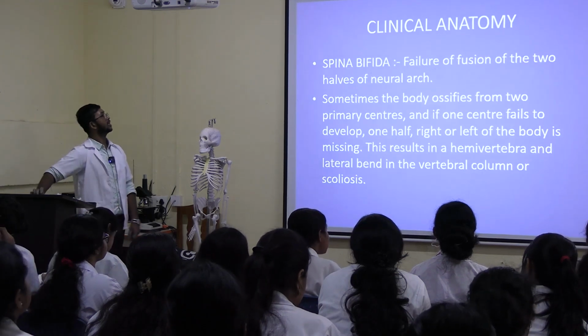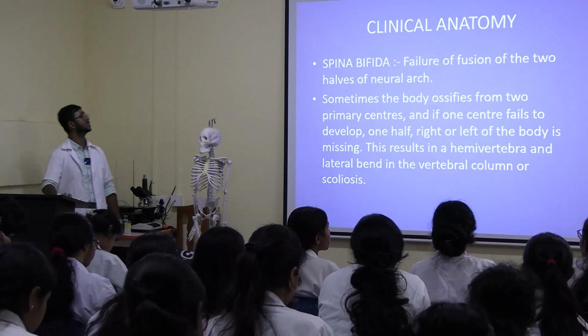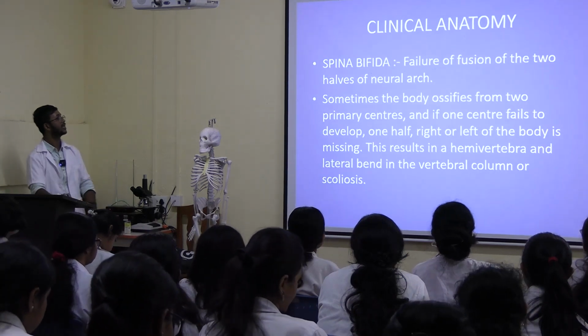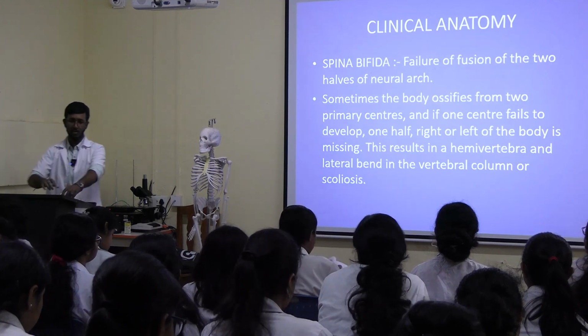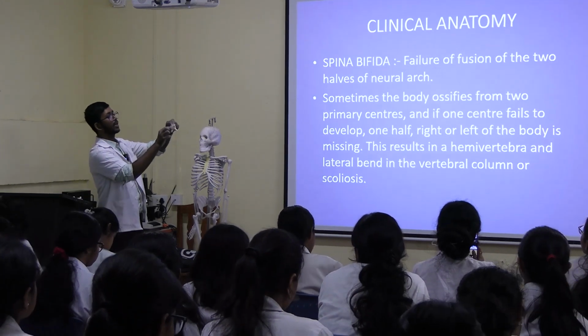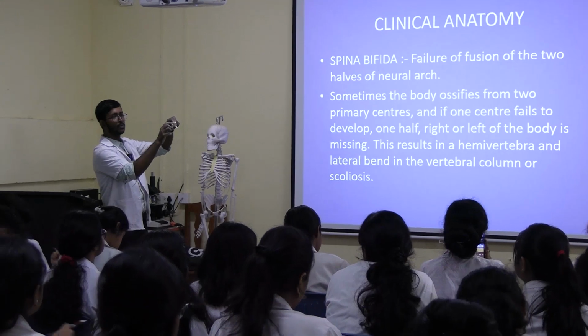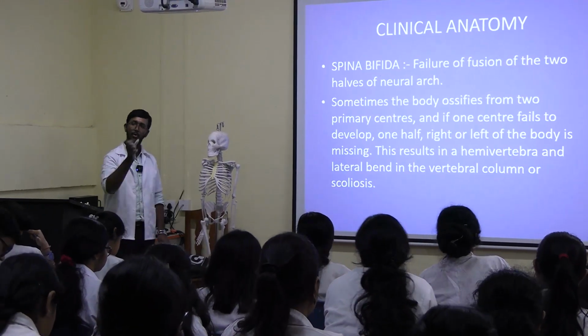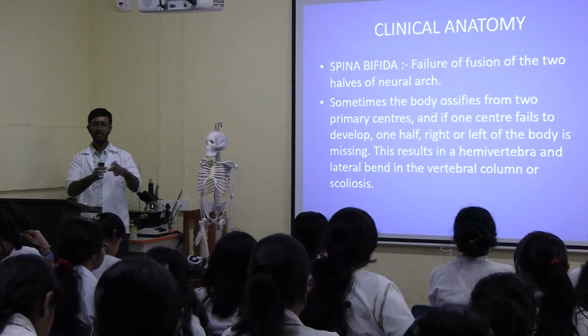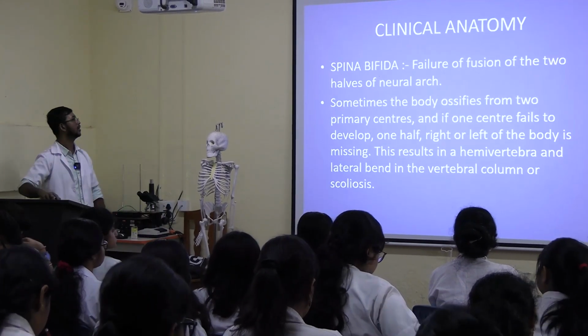Now coming to certain clinical anatomy part. So these things I have already covered. Spina bifida is failure of fusion of the 2 halves of the neural arch. So this is your neural arch. If in the neural arch you have 2 ossification centers, if these things don't get fused with one another, then we call it spina bifida.